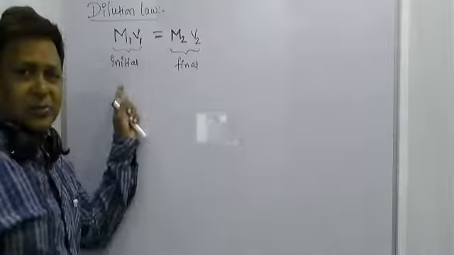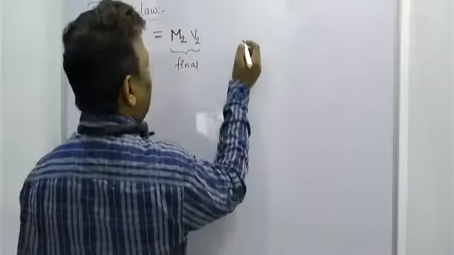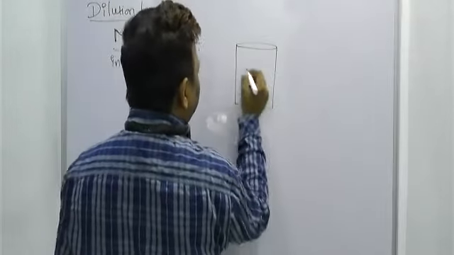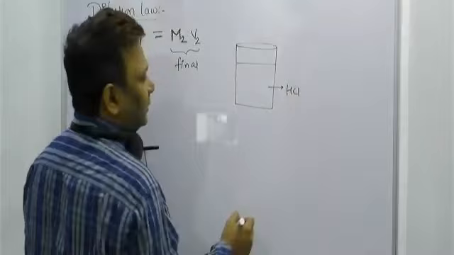But I want to explain this by putting a small diagram. Suppose I am having a beaker. In this beaker, I am having hydrochloric acid, HCl. Right?